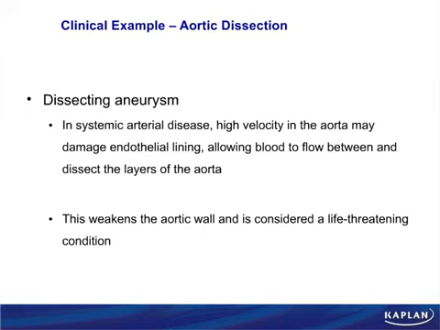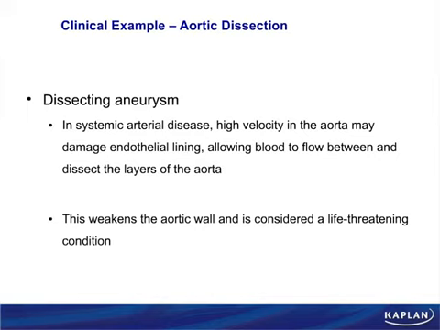Well, that velocity can damage the endothelial lining, allowing that blood to penetrate into the intima, past the intima of a blood vessel. This is when we call it a dissecting aortic aneurysm, because it's effectively dissecting the layers of that blood vessel. This will weaken the aortic wall and, of course, is a life-threatening condition, because if that aorta ruptures, one can hemorrhage out very, very quickly.